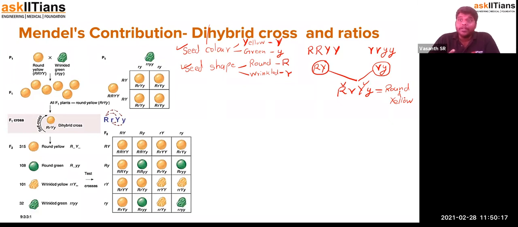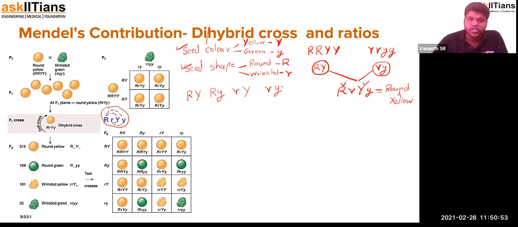Now, the second part, the F2 generation, is formed by selfing of the first generation. Here the gametes formed are a little bit complex. How do you determine that? That is what this segment represents. It will be capital R with capital Y, capital R with small y, small r with capital Y, and small r with small y.